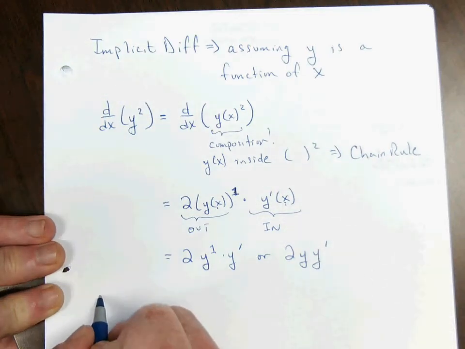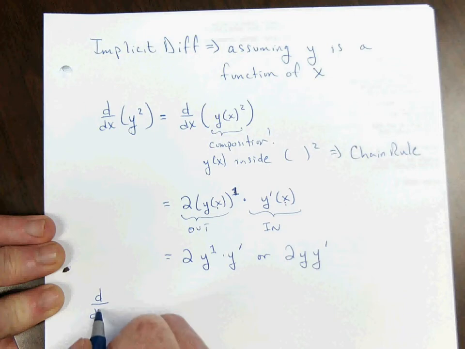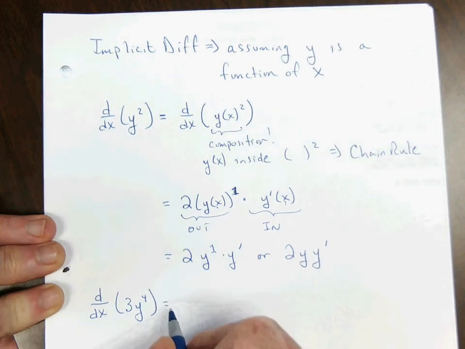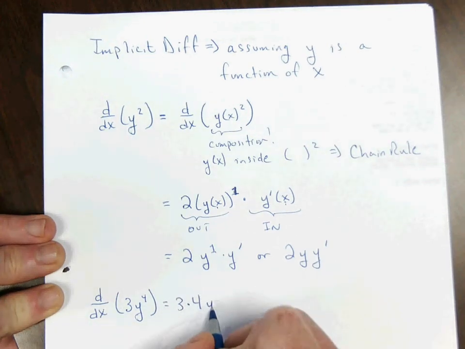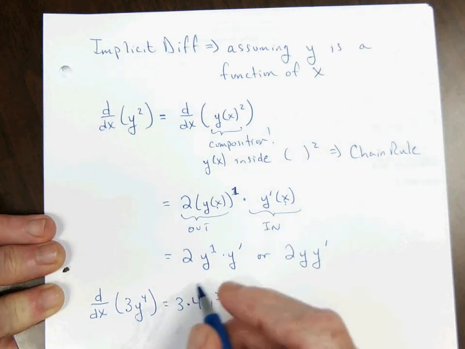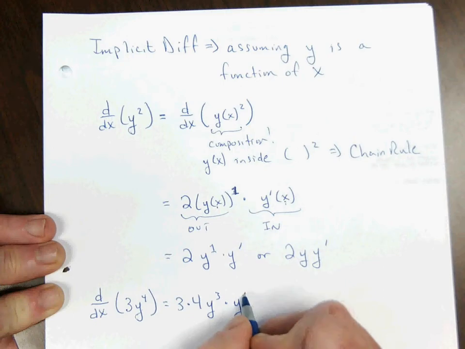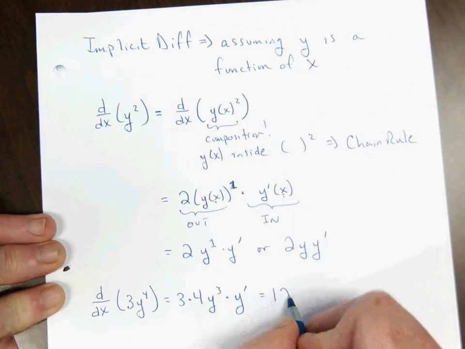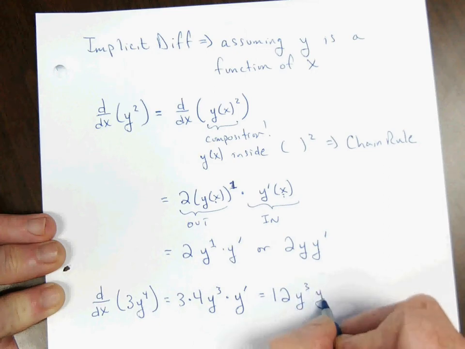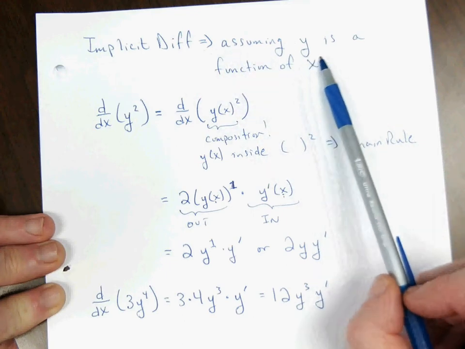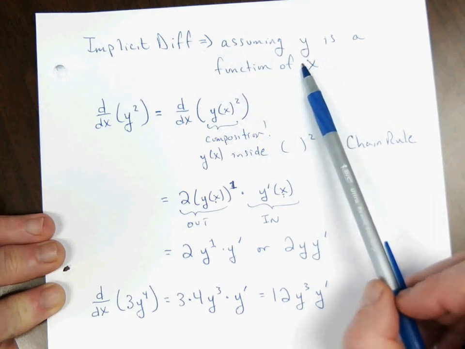So likewise, as long as you're assuming y is a function of x, d/dx of something like 3y to the fourth, I could differentiate it normally, so I get 3 times 4y cubed, and that's just a regular derivative, but since I differentiated a function of y, I multiplied times basically the derivative of the inside, which is y prime. And so we'd say that that's 12y cubed y prime. Again, if you're doing implicit differentiation so that you're making this assumption y is a function of x.